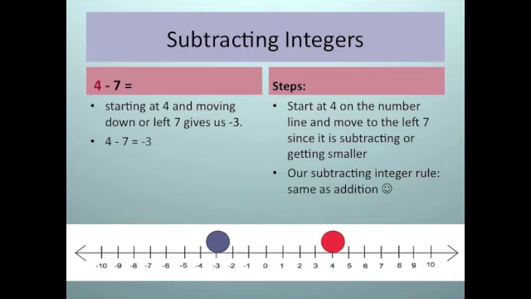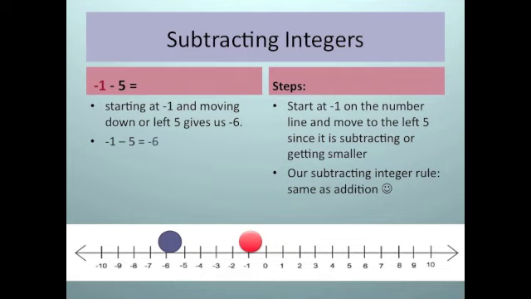Here we have subtracting integers. Our example shows us that we have 4 minus 7. So we'll start at 4 on the number line, which is the red dot, and we'll move to the left since it's subtracting or getting smaller 7 places. This leaves us at -3, which is the purple dot. So 4 minus 7 equals -3. You can also use the same rules you use for adding integers as you can for subtracting integers. Since the signs are different, you subtract and keep the sign of the bigger number.